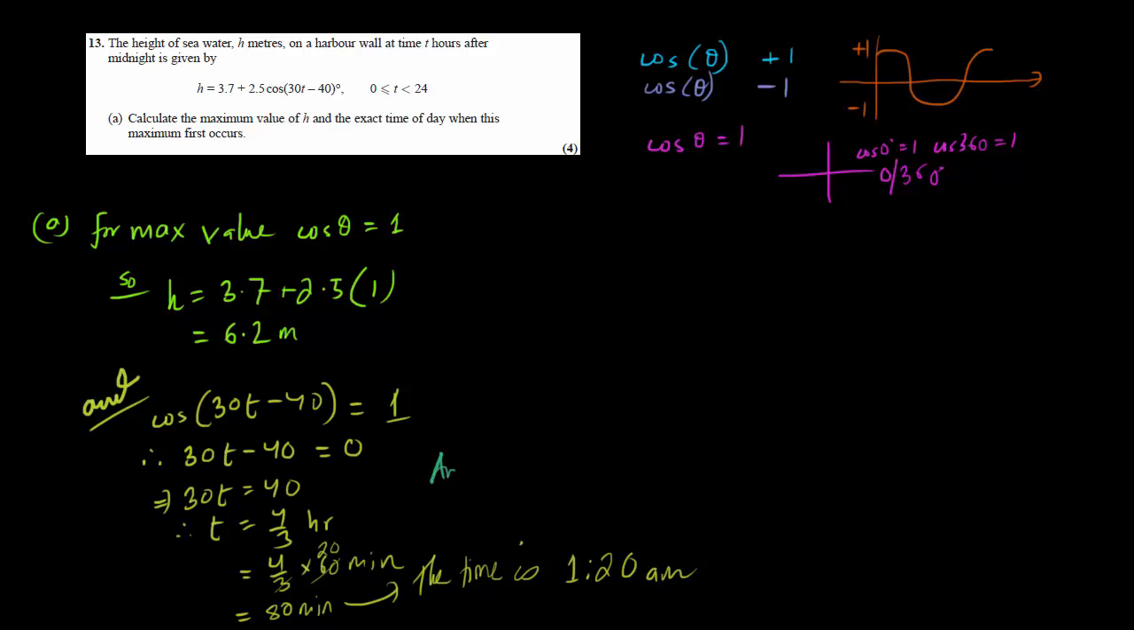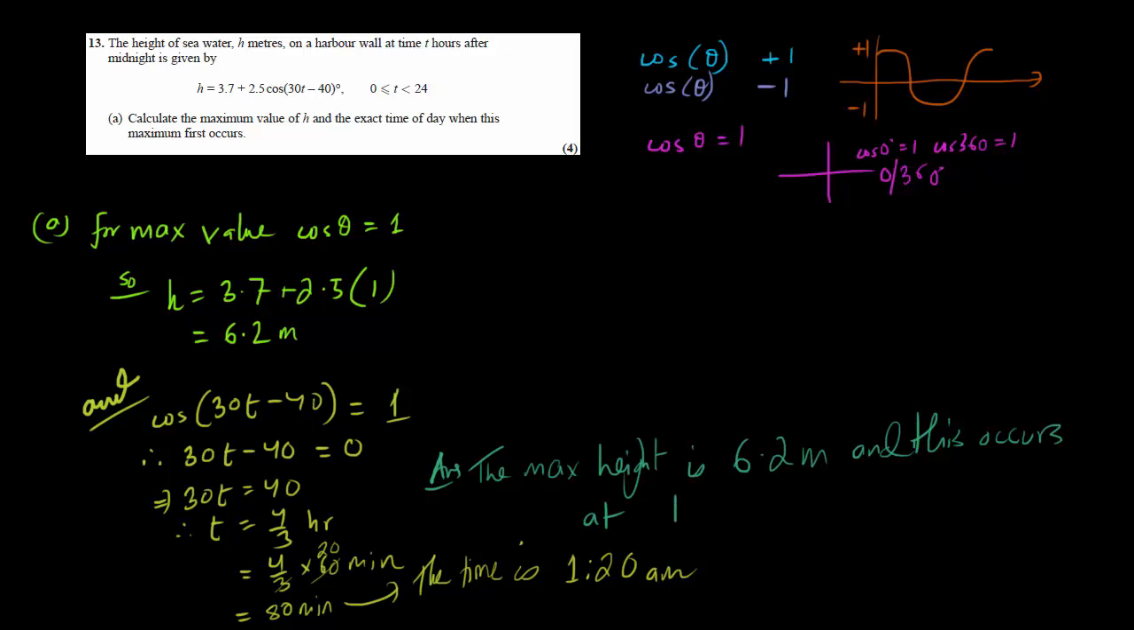Now, once the sum is done, it's a good idea to restate the answer. So the answer is, the maximum height is 6.2 meters, and this occurs at 1:20 a.m.